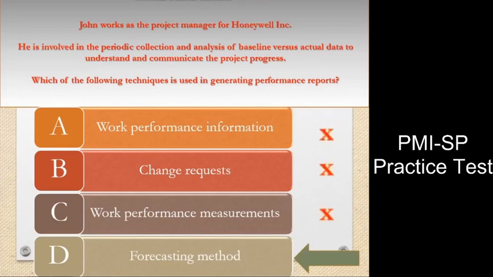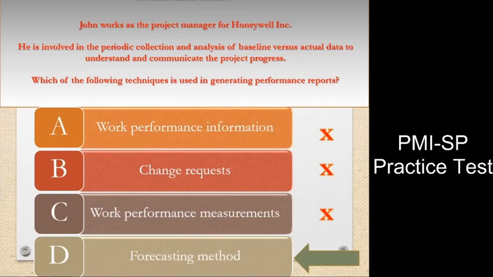Answered option A is incorrect. Work performance information is the data gathered on the status of the project scheduled activities that are performed to accomplish the project work. This data is collected as part of the direct and manage project execution processes. WPI includes the following: deliverable status, schedule progress, costs incurred. It is used as an input in generating the report performance process.